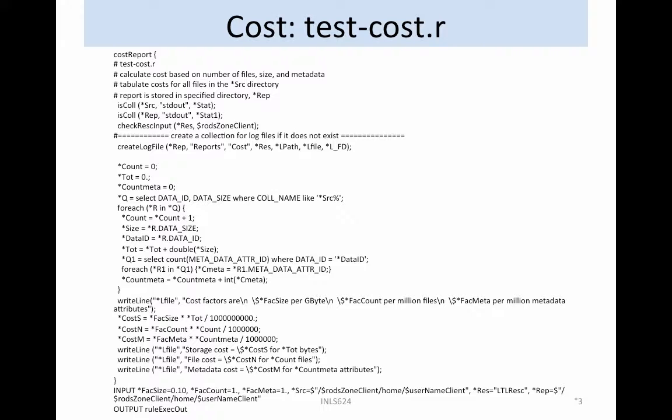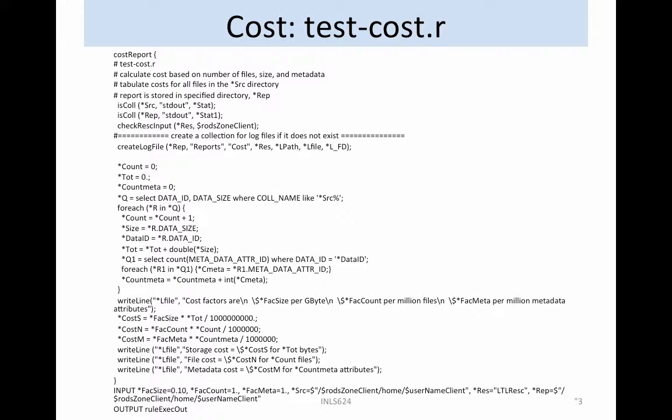Star fact size is the dollars per gigabyte of storage. Star fact count is the dollars per million files. Star fact meta is the dollars per million metadata attributes. For an accounting system, these costs would be charged per a time period, such as every month.